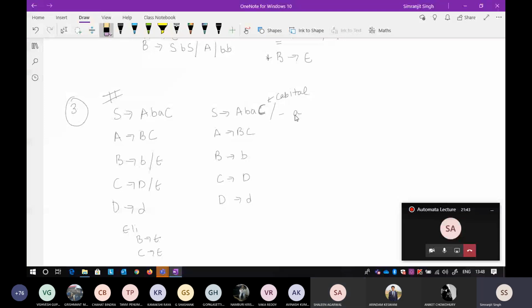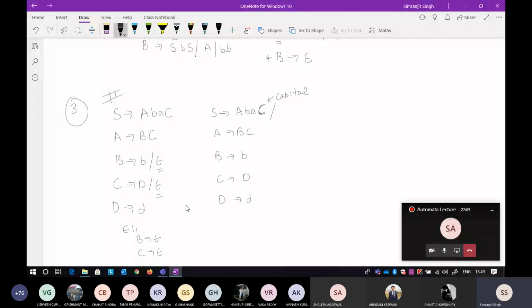So now in this question, we are trying to eliminate B tends to epsilon and C tends to epsilon. So you just write all the productions as it is. Do not change a thing. Just do not include B tends to epsilon and C tends to epsilon. So I have not included these productions in this one. So only include those productions that do not contain epsilon.